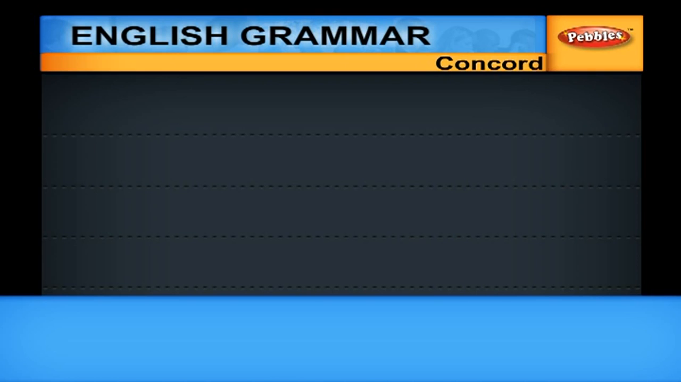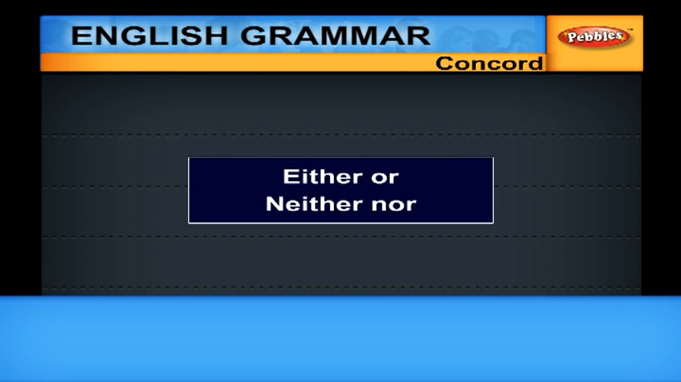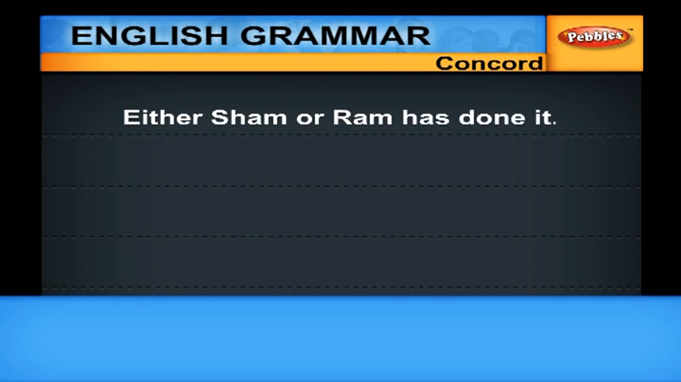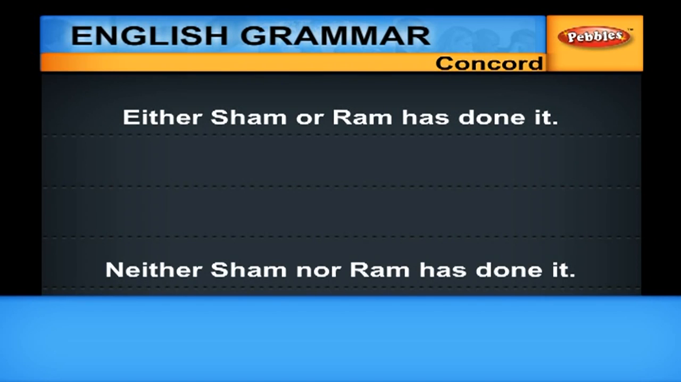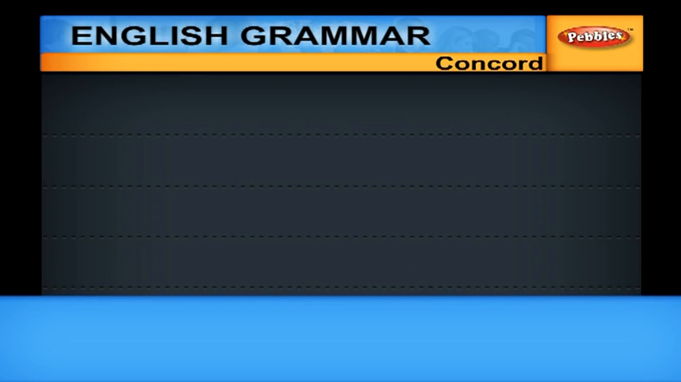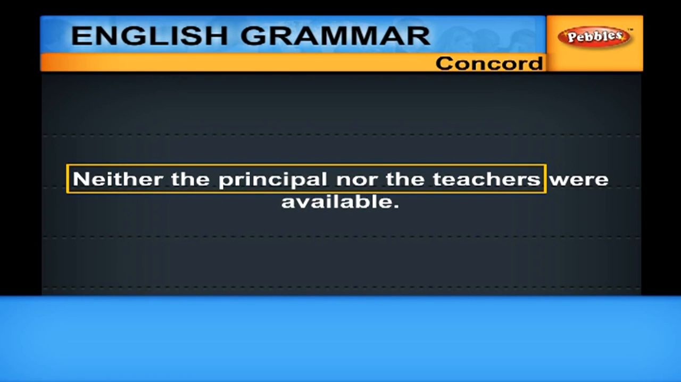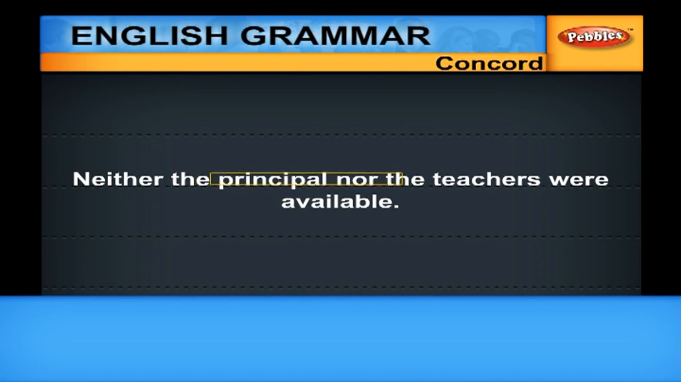Singular nouns connected by either or, neither nor should take only a singular verb. Either Sham or Ram has done it. Neither Sham nor Ram has done it. If by either or, neither nor, we link a singular noun and a plural noun, then we have to use only a plural helping verb. The plural helping verb should be preceded by the plural subject.